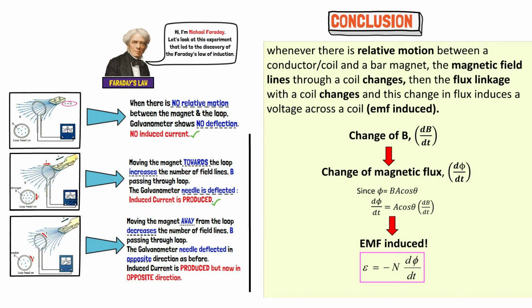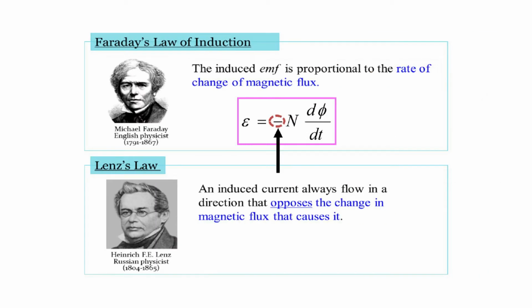Ingat ya, bila ada perubahan magnetic field dB over dt, there is also the change in the magnetic flux dphi over dt. So when there is a change of magnetic flux, means that induced EMF is equal to negative N dphi over dt. So jom kita tengok perkaitan antara Faraday's law of induction dan juga Lenz law. So Faraday's law of induction state that the induced EMF is proportional to the rate of change of the magnetic flux. Means that kalau kadar perubahan magnetic flux itu besar, nilai induced EMF juga akan besar. Okay?